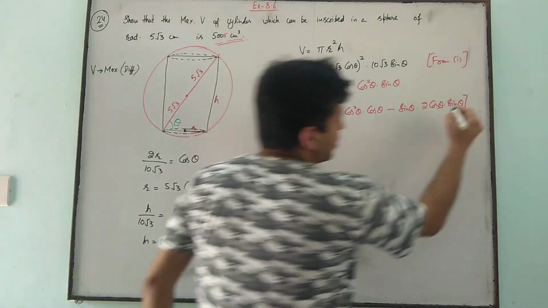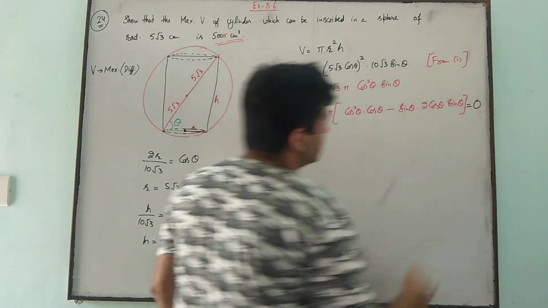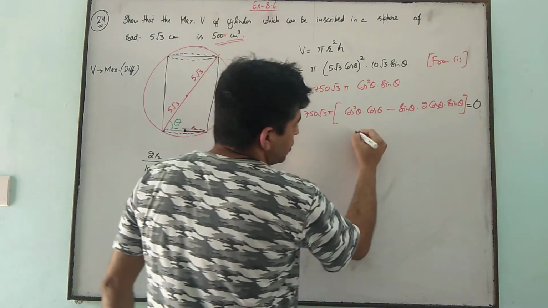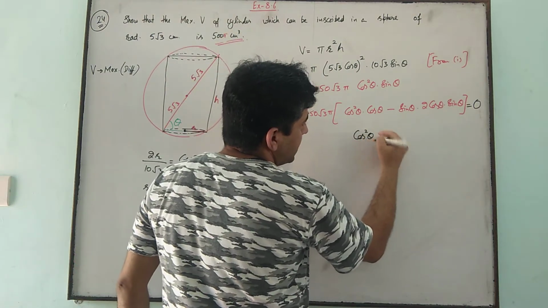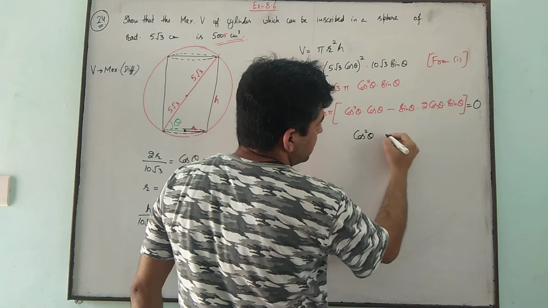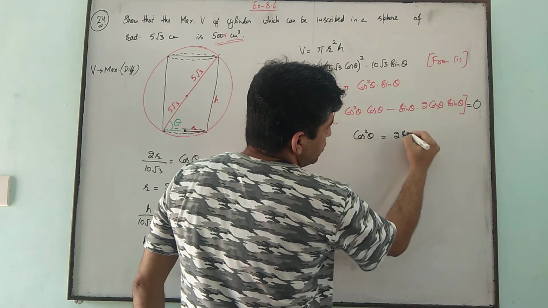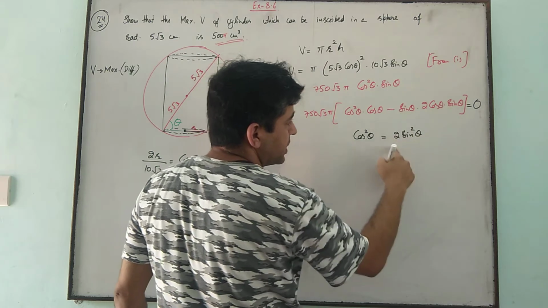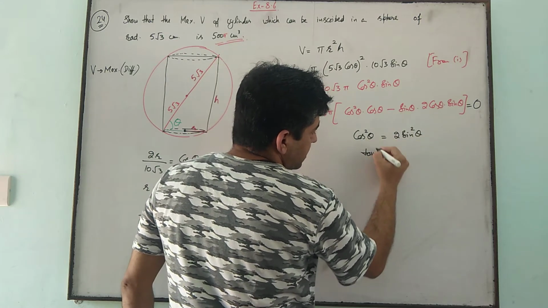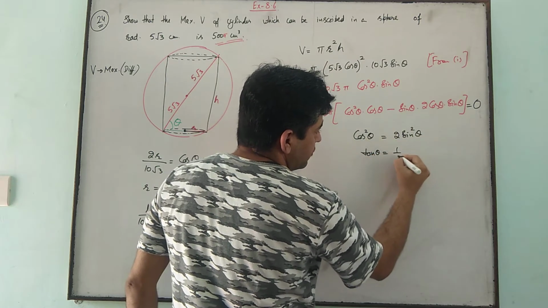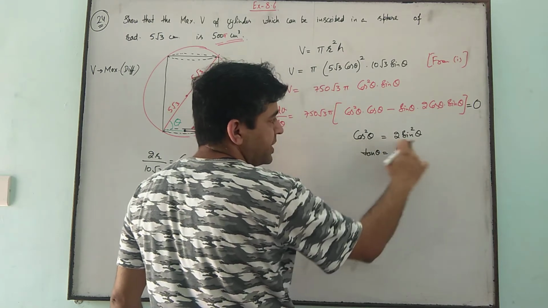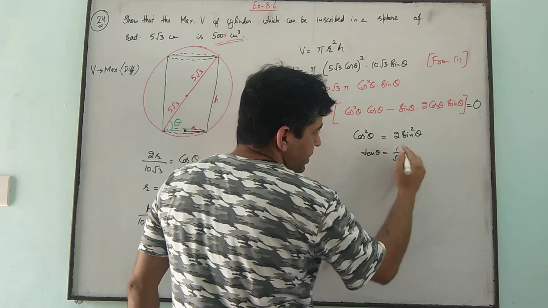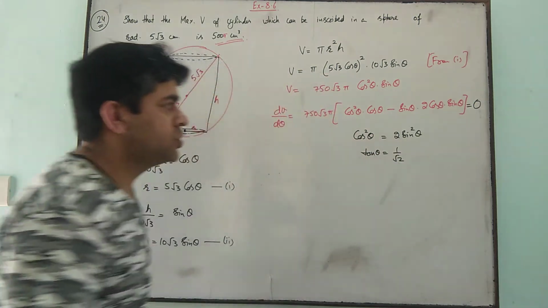And for maximum or minimum, put it equal to 0. So we got here cos square theta, cos and cos will be cancelled out, is equal to 2 sin square theta. Sin into sin, sin square theta. So we got here tan theta is equal to 1 by root 2. Cos will be in the denominator, sin square upon cos square will be 1 by 2. So tan theta is equal to 1 by root 2.